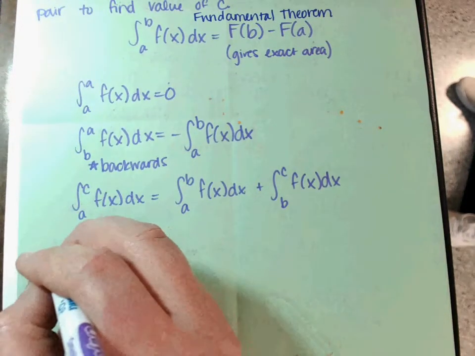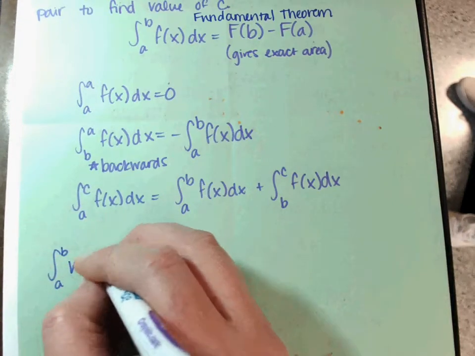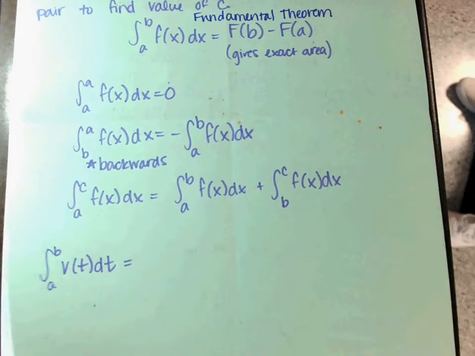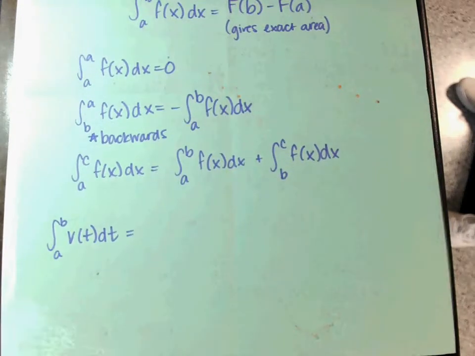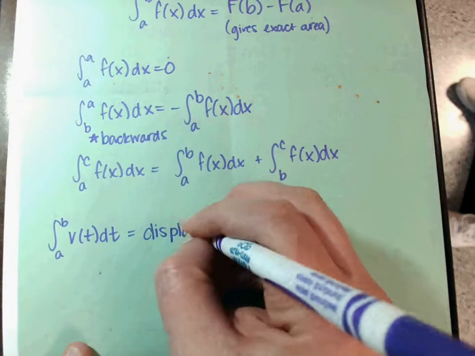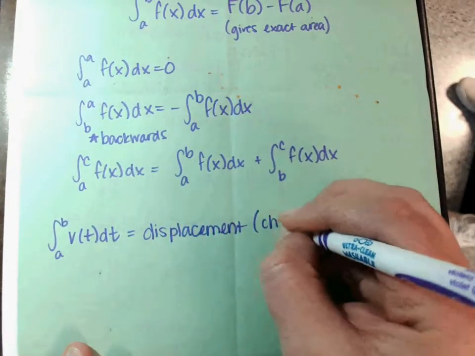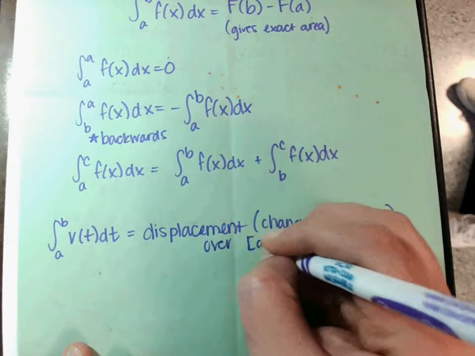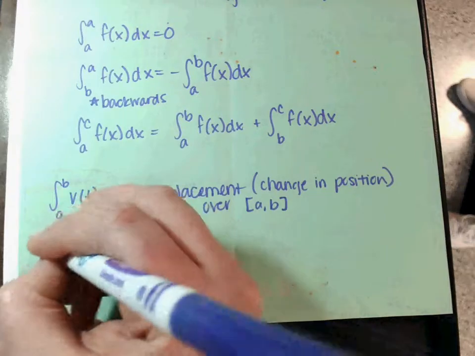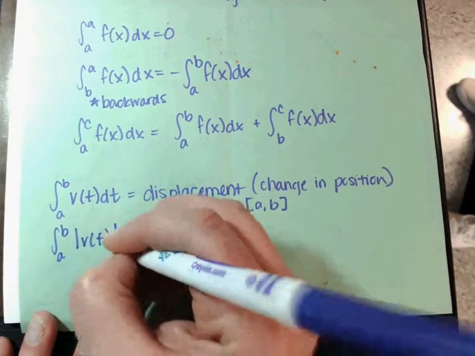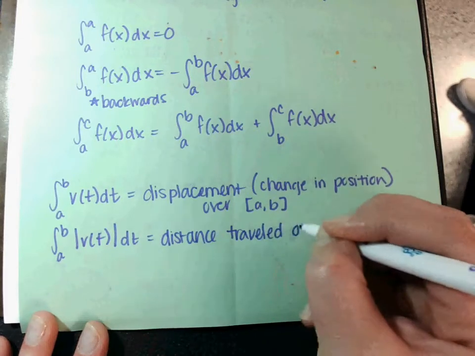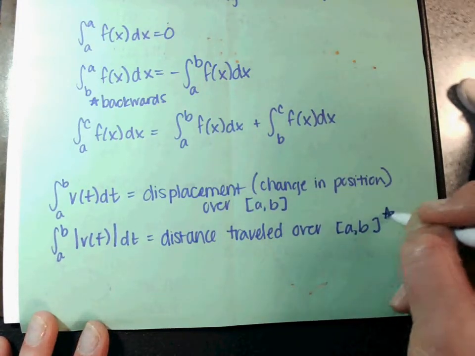Okay, then when you integrate from a to b of velocity, what does that give you? Okay, it does give you position. It gives you the change in position. What's that called? Displacement. Perfect. Now, what if I put bars around it? Distance traveled. Okay, so remember that this is the displacement. Now, if you prefer, you can put change in position over a to b. And then if it's the integral of the absolute value from a to b, that's distance traveled over a to b. And then I'm going to put a little star here, and I'm going to put units.